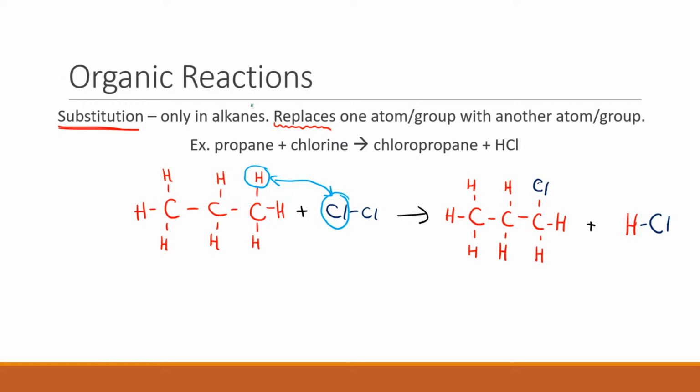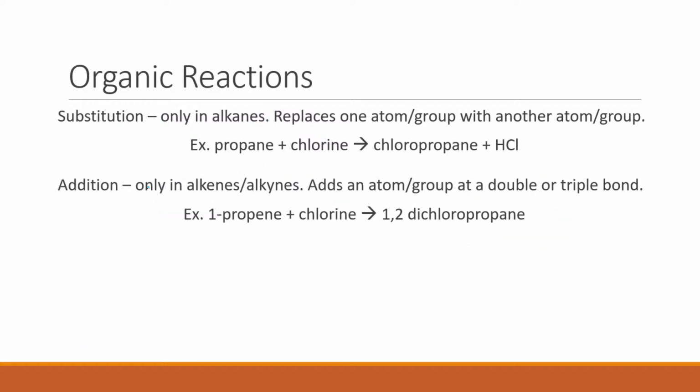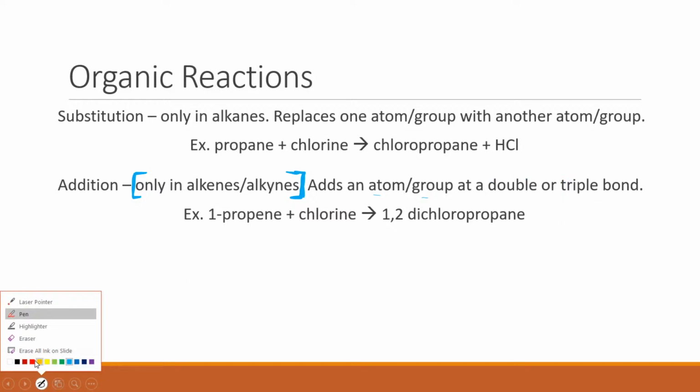The interesting thing to note is that this only happens in alkanes. It only happens in carbon chains where the carbons are all single bonded together. And the reason for that is actually directly connected to the next one we're going to look at, which is addition. If we look at an addition, this is only in alkenes or alkynes, so it needs a double or a triple bond.